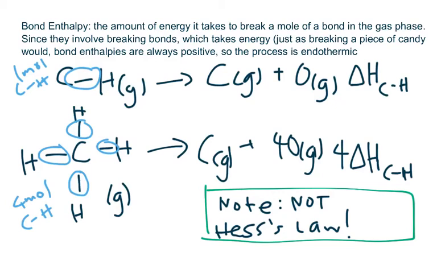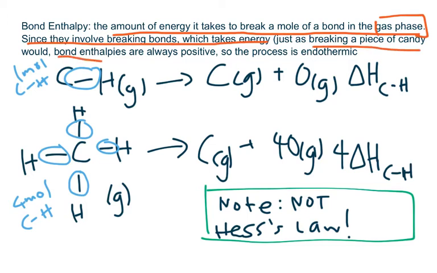Hey everybody, in this video we are going to talk about another way we can calculate delta H. But first we have to learn about bond enthalpy. Bond enthalpy is the amount of energy it takes to break a mole of a bond in the gas phase, and this part is very important. Since they involve breaking bonds, which takes energy just as breaking a candy bar might take energy, then bond enthalpies will always be positive, so the process is always endothermic.